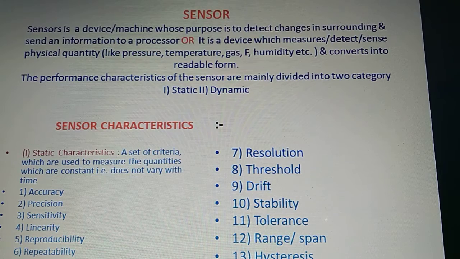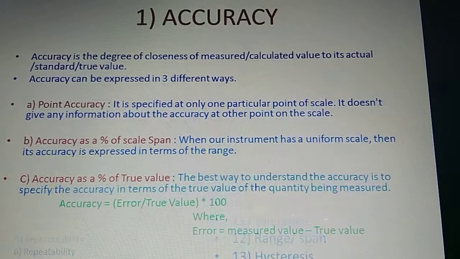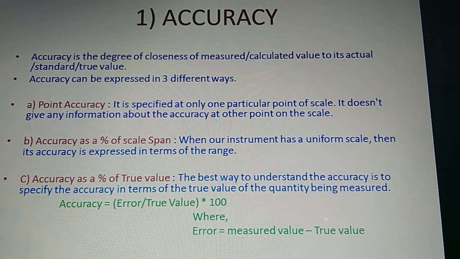The static characteristics of the sensors are based on the ability of a sensor to measure the quantity which is constant, which is not varying with respect to time. Those characteristics are called the static characteristics. Some of these characteristics we already started last time. Let's quickly go through all these characteristics.